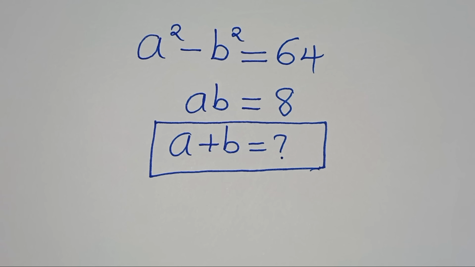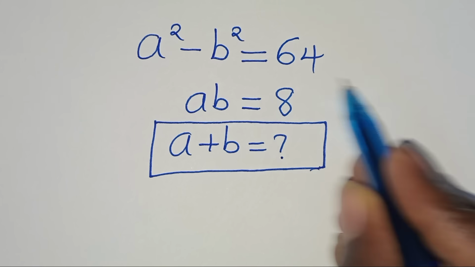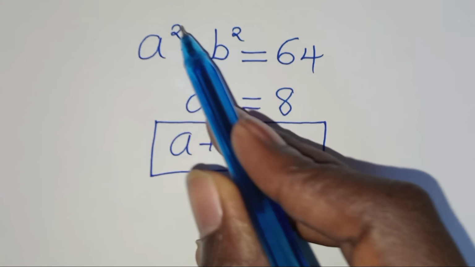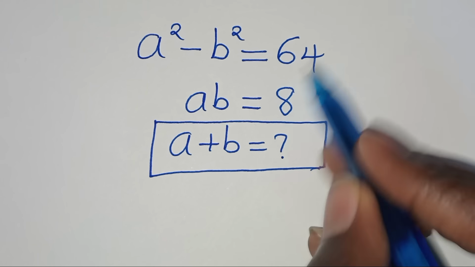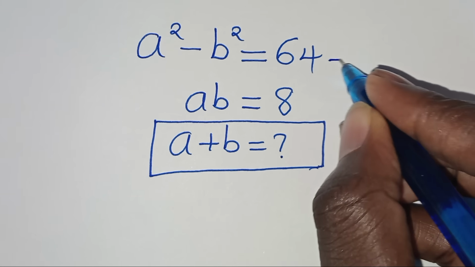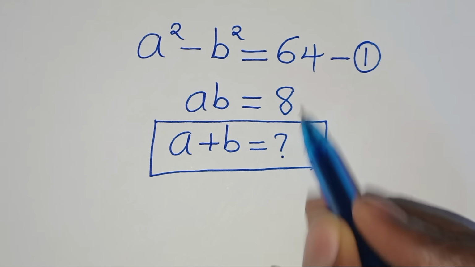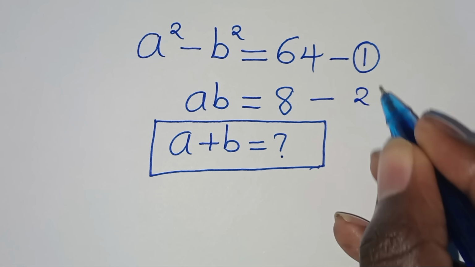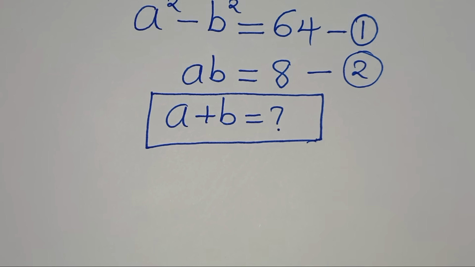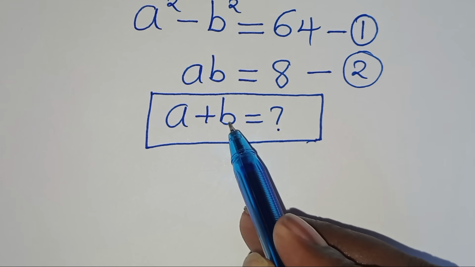Hello everyone, you're welcome to solve this nice algebra problem, which is a squared minus b squared. This is equal to 64. Let's call this equation 1. Then a times b, this is 8. Let's call this equation 2. So the question is, what is the value of a plus b?